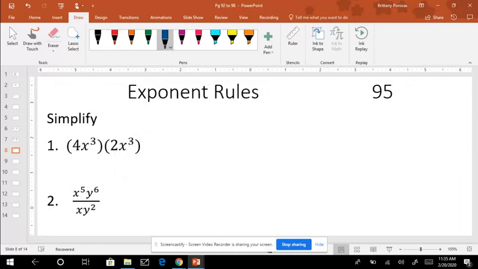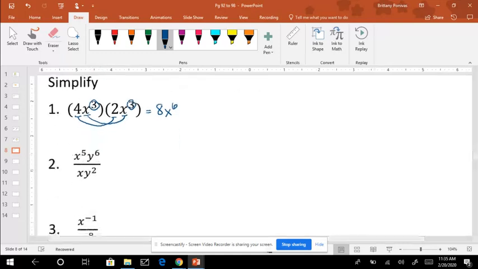So you're going to multiply the coefficients and add the exponents. So 4 times 2 is 8. And we have an x and an x, so since the bases match, we can just add the exponents. 3 plus 3 is 6. That's basic. We've already covered that this year. Number 2 is a simple division problem.